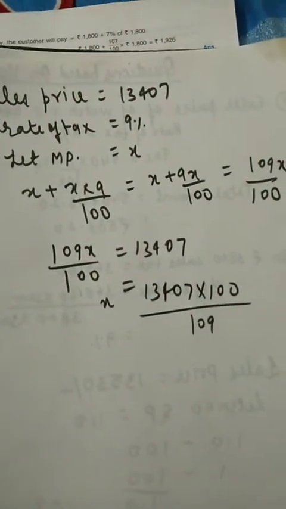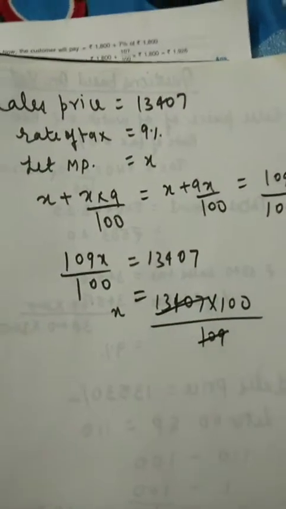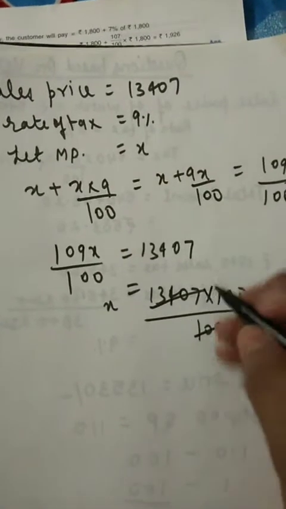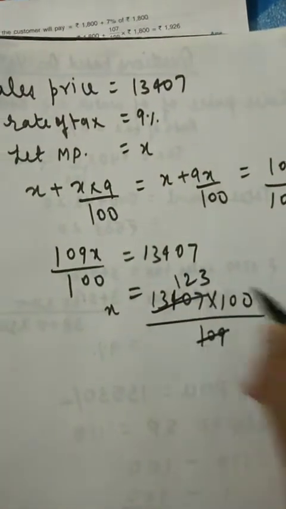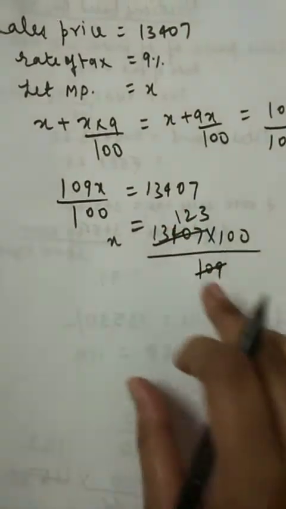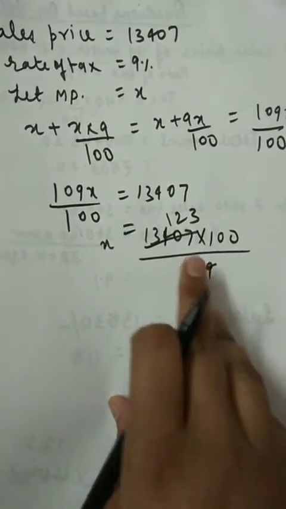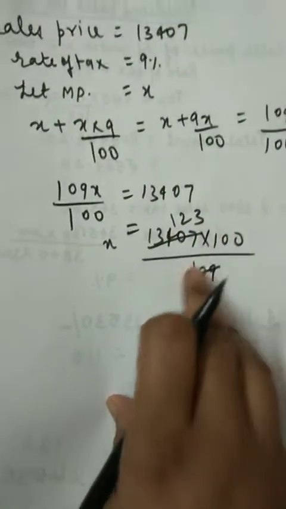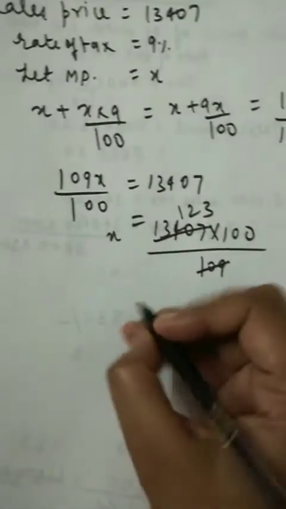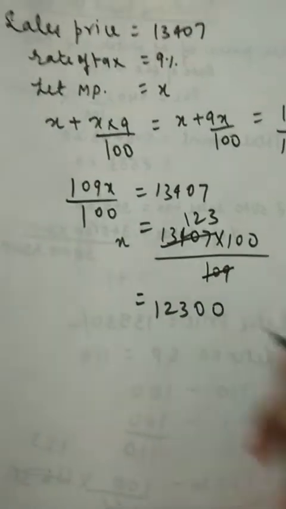We'll just calculate this. If you cancel this, you will get 1 2 3. 109 will be cancelled by 1 2 3, 123 times, and then we will get our answer as 12,300.